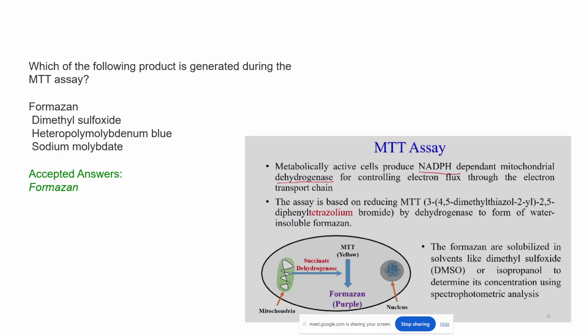So the next question was, which of the following products is generated during the MTT assay? So the options were formazan, dimethyl sulfoxide, heteropolymolybdenum blue, sodium molybdate. So the correct answer is formazan. So MTT is a dye, that is 3-(4,5-dimethylthiazol-2-yl)-2,5-diphenyltetrazolium bromide. This dye, upon action of the NADPH dependent mitochondrial dehydrogenase, forms purple formazan crystals, which can then be detected by using absorbance.